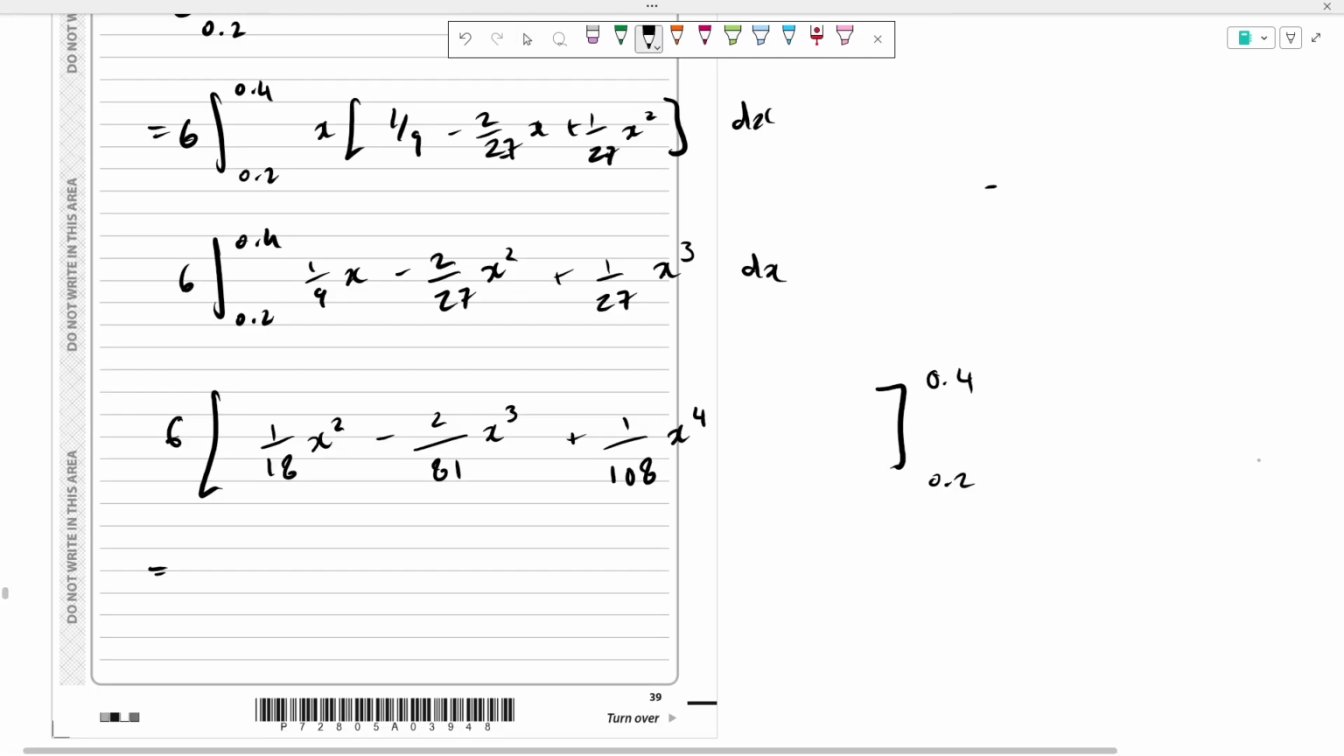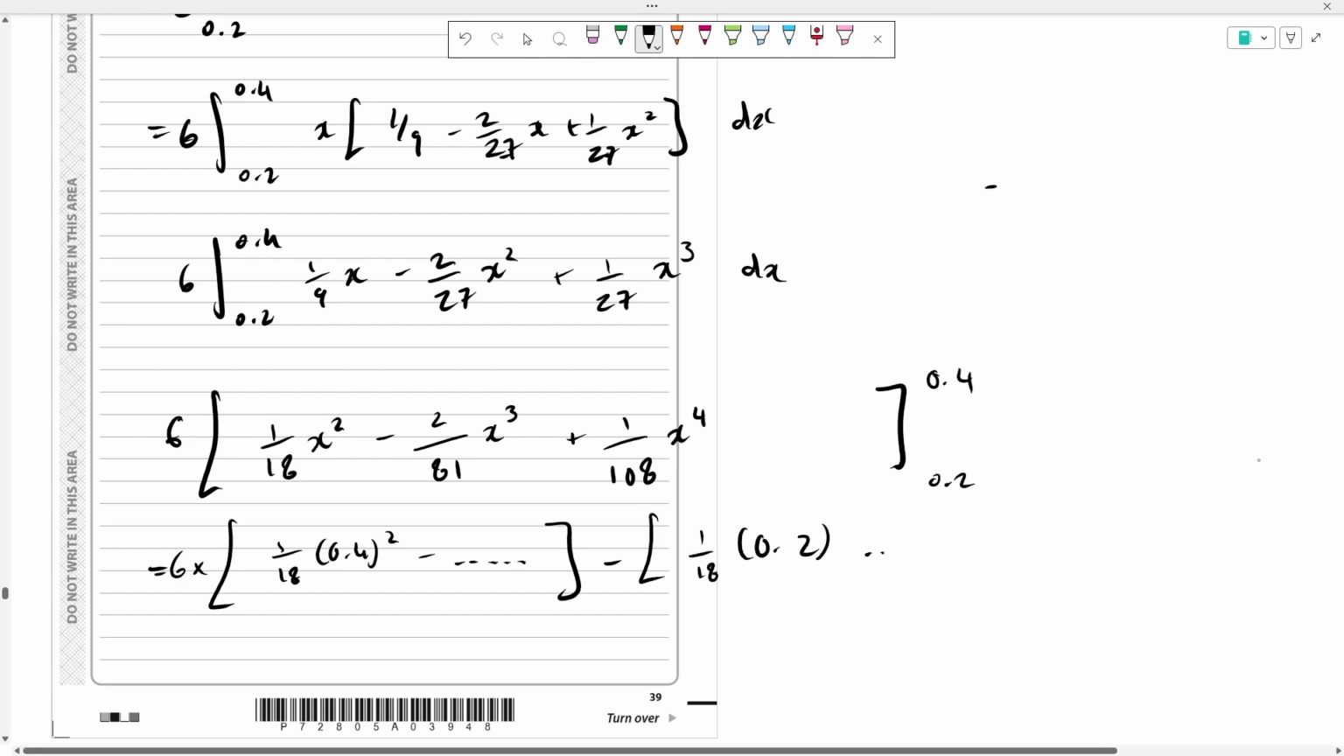And then we're just going to sub in our limits. This is going to be, or we can even times by 6 now, to be fair, we could. But you know what, let's leave it for now. We have 6. We're going to sub in all our limits. So it's going to be 1 over 18, 0.4 all squared, minus blah, blah, blah. Okay. Minus 1 over 18, sub in 0.2, blah, blah, blah.